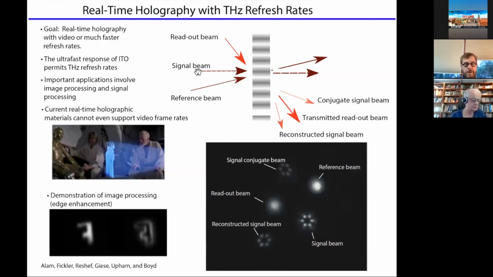The signal beam and a reference beam interfere. They write a temporary, dynamic grating in the material. Then the readout beam comes later, by as much as a couple of picoseconds. This diffracts off the hologram, and we get the transmitted readout beam plus the reconstructed beam and the conjugate. And here's data showing this down here. We are interested in publishing this very soon.